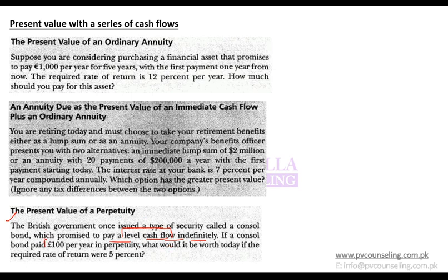If a console bond paid 100 per year in perpetuity, that is, payment is 100, and the required rate of return is 5%, what would it be worth today? That means you have to find out its worth today, its value or price as of today. The formula for perpetuity is payment divided by the required rate of return. So it should be 100 divided by 0.05, which is 2000.